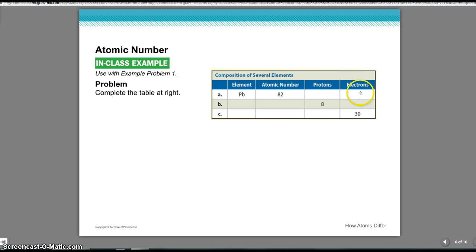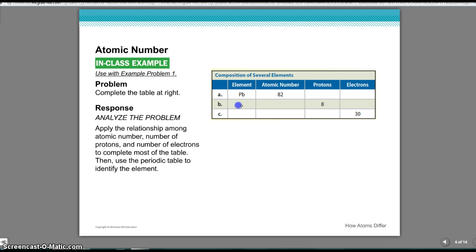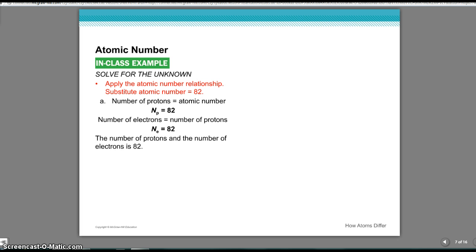Now, if it's a neutral atom, how many electrons will it have? Also 82, because you want the protons and the electrons to equal each other so that there's not an overall positive or negative charge. Now, we could also go the other way. If an element has 8 protons, what element is it? Well, find number 8 on the periodic table. That would be oxygen. So our element here would be oxygen, and our atomic number would also be 8.